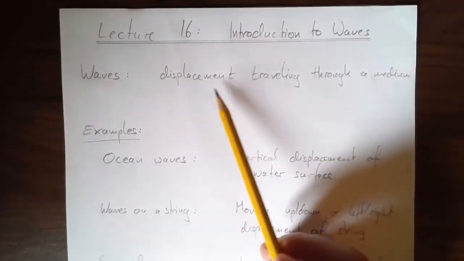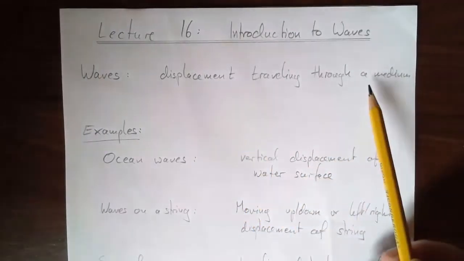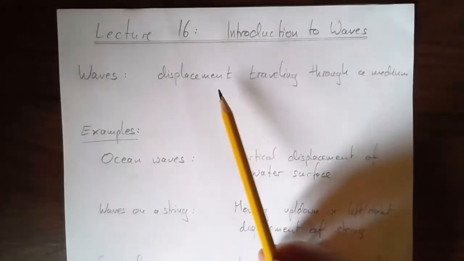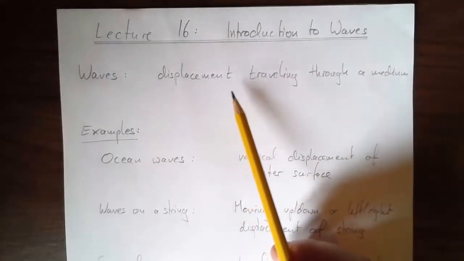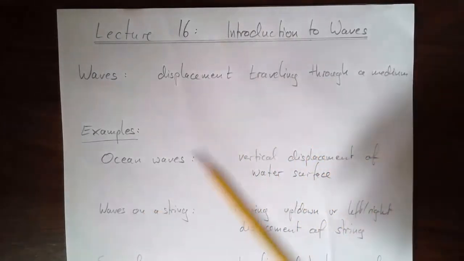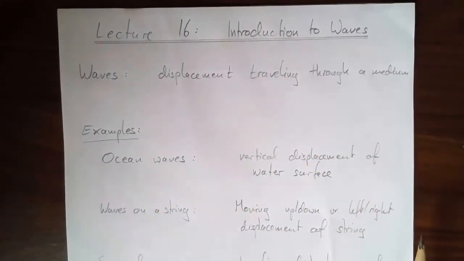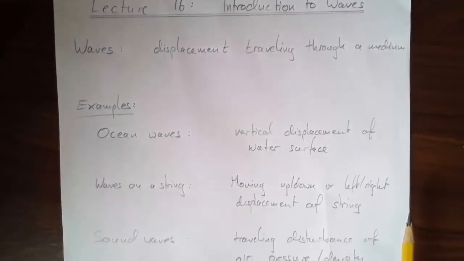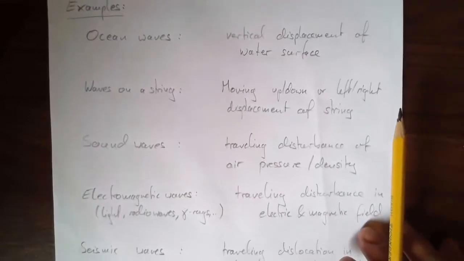We've got some kind of displacement in a so-called medium, we'll talk about that more as well, and that displacement is traveling through that medium from one point to another. So let me give you some examples. It's best illustrated by example, so we see what that means. So here are some examples.